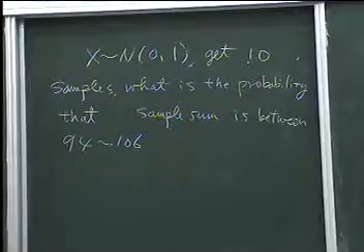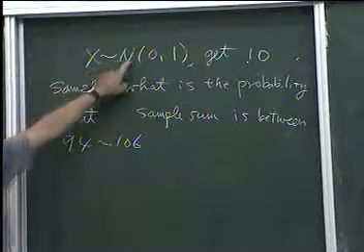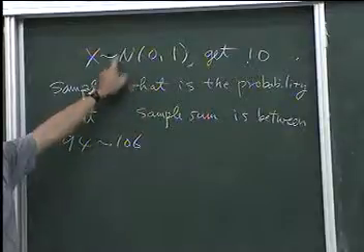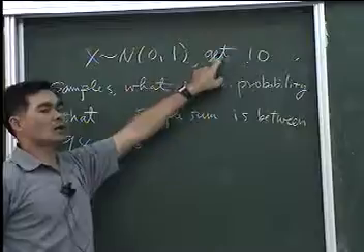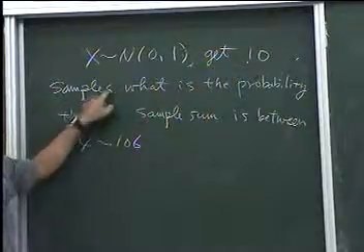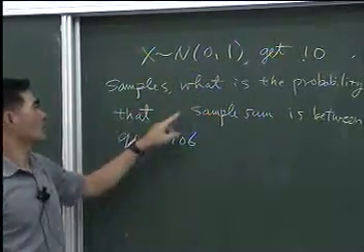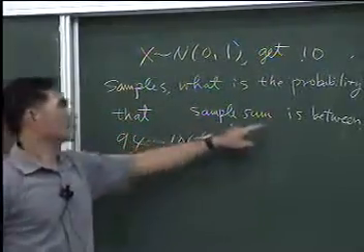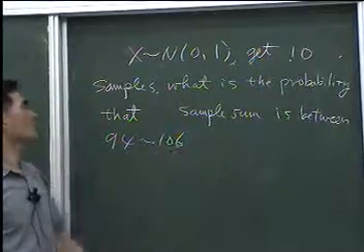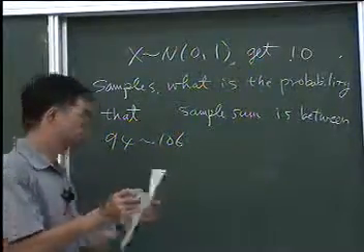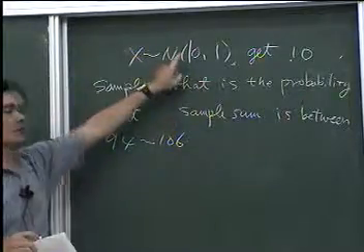Okay, this is the population. The distribution is a standard normal. You have 0 and 1 here. And now we get 10 samples from this population. What is the probability that the sample sum is between 94 and 106? I think I got something wrong here. It should be 10, so it is not a standard normal. It is 10 here, okay?